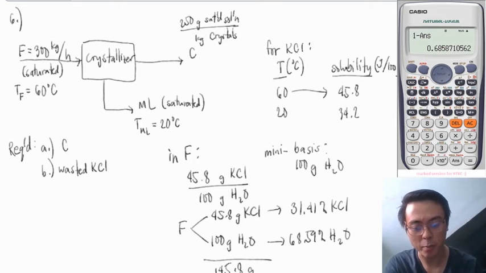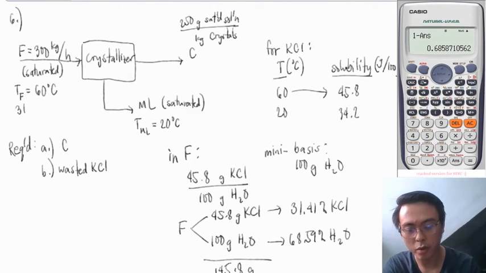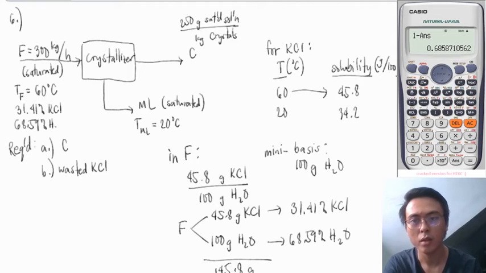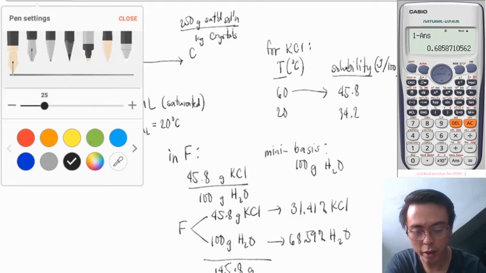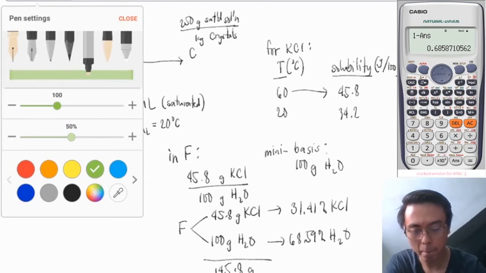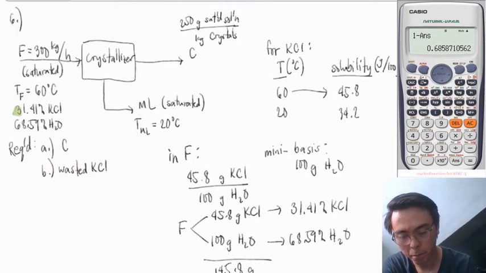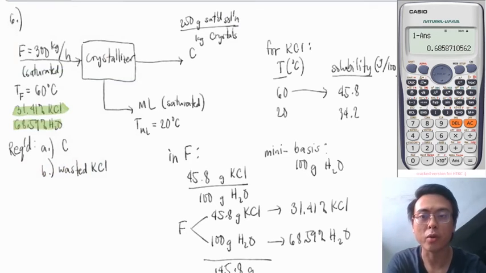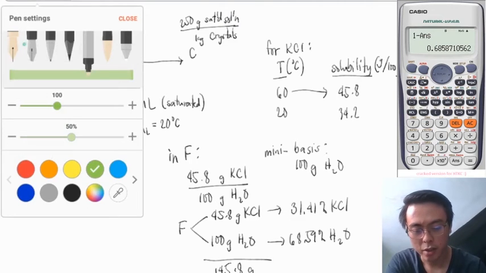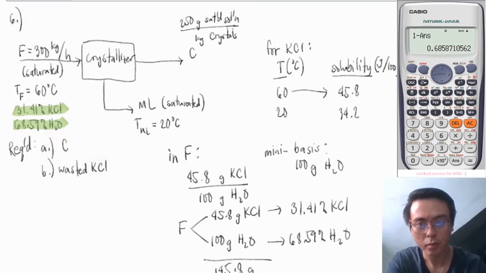So we can now write this mass percentage into our flowchart. I will write here 31.41% KCl and 68.59% water. Let us highlight this one so that we will know that you have calculated these values. Next, the mother liquor. So let me erase these mini calculations for F.